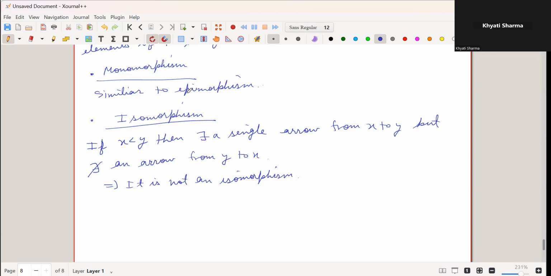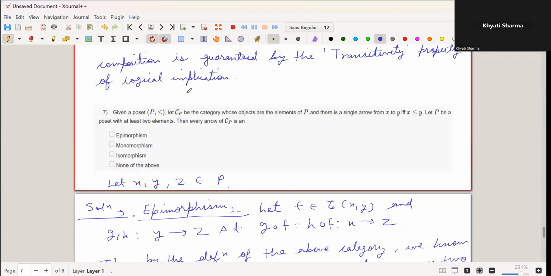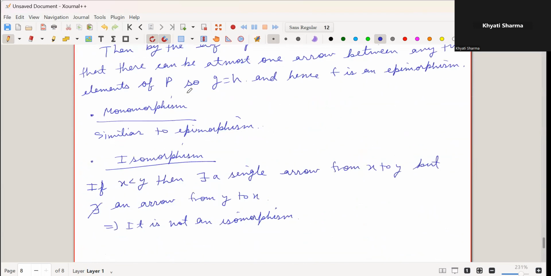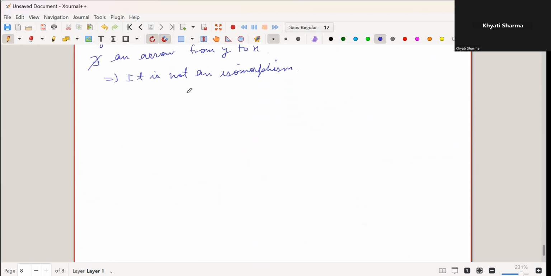Okay. So in the converse direction, you may not even have an arrow, as in the case of X less than Y. X less than Y means there is a single arrow from X to Y, but from Y to X there is no arrow. So you cannot say that the inverse of the arrow from X to Y exists, right? Because there is no arrow in the converse direction. That's why it's not an isomorphism. So the first and second options are correct, but the third and fourth are not correct. Okay, so let me just move to the next question.